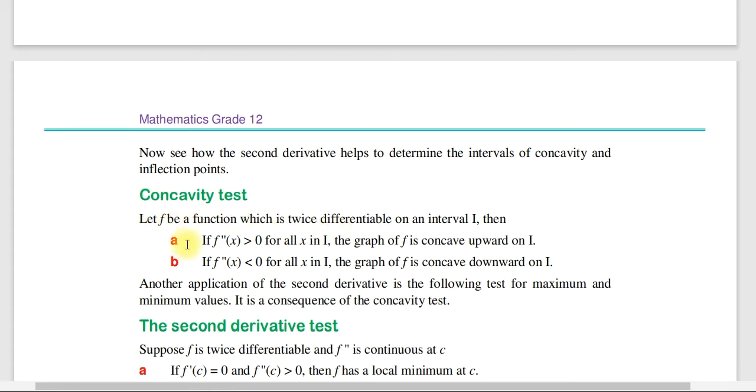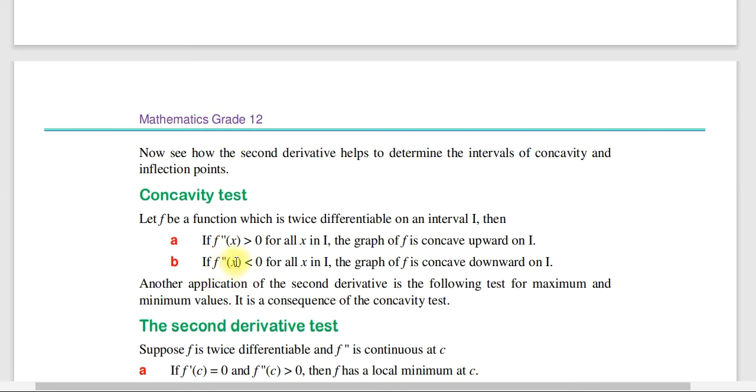Concavity test. Let f be a function which is twice differentiable on an interval I. Twice differentiable means the second derivative exists. If the second derivative of f(x) is greater than 0 for all x in I, then the graph of f is concave upward on I.